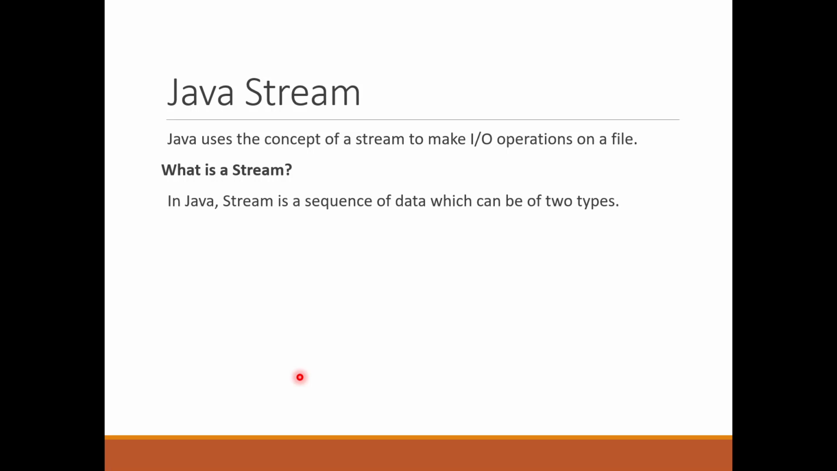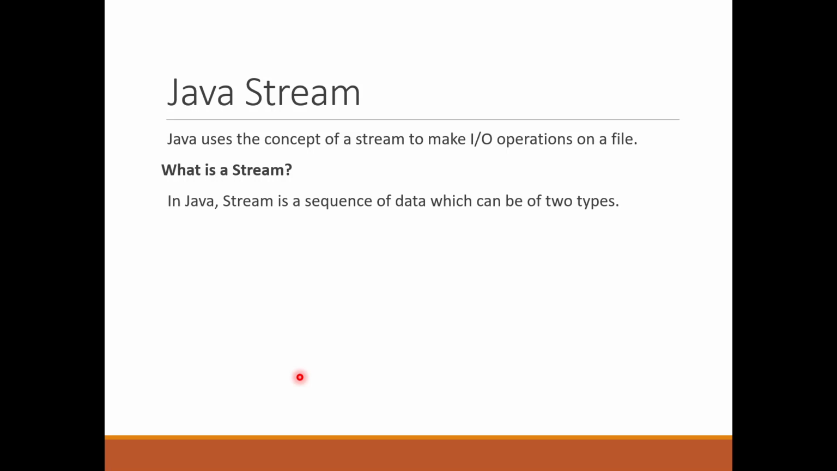Now without understanding Java stream, we cannot start with the operations of a file. So here Java is going to use the concept of stream so as to perform the various input output operations on a file. Like input operation, it could be read or it could be write, or it can have some different operation also. So now let's understand what is a stream.